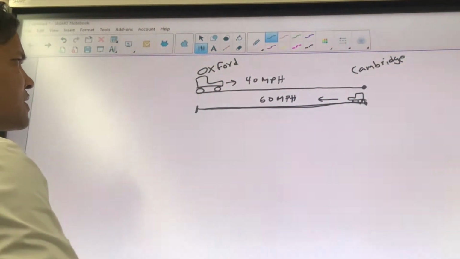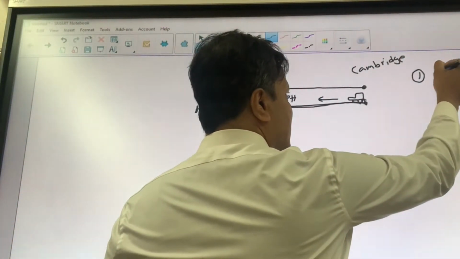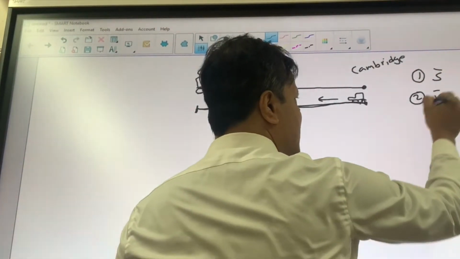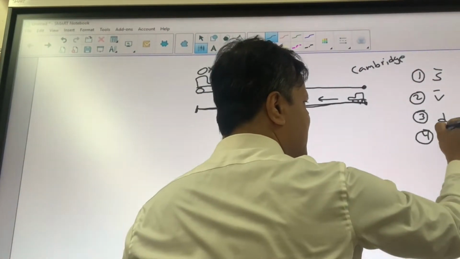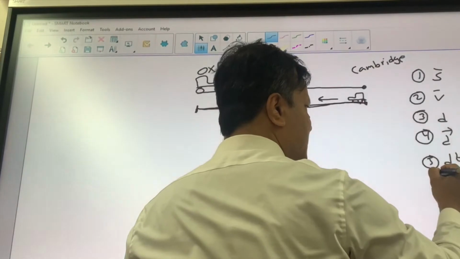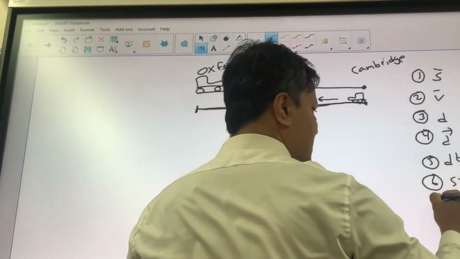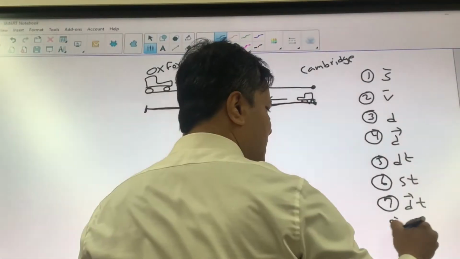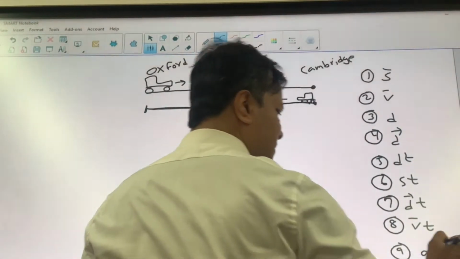All right. So what do we need to find? We need to find a list of things. Number one, we're going to find average speed. Number two, average velocity. Number three, the distance. Number four, the displacement. Number five, the dt graph. Number six, the st graph. Number seven, the displacement versus time graph. Number eight, the vt graph. And number nine, the at graph. Let's see how that goes.